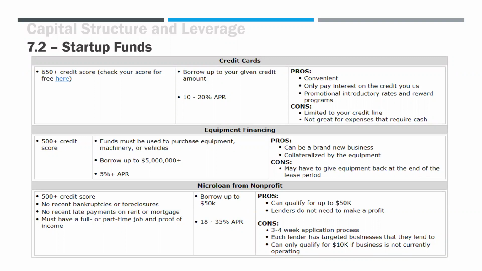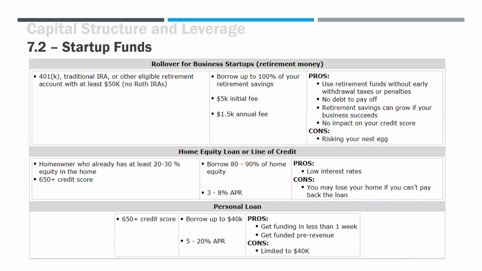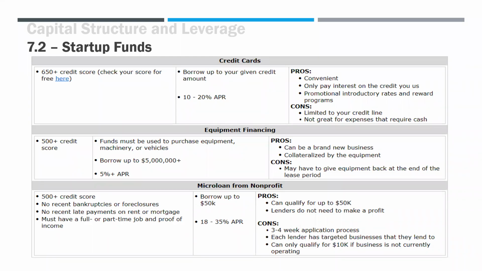Some nonprofits do what's called microloans, which are not that much in amount, and the interest rates can be high, but the requirements are not as harsh as some of your other types of loans, like your home equity line of credit and your personal loans. So usually about $50,000 is about the ceiling of how much you can borrow.